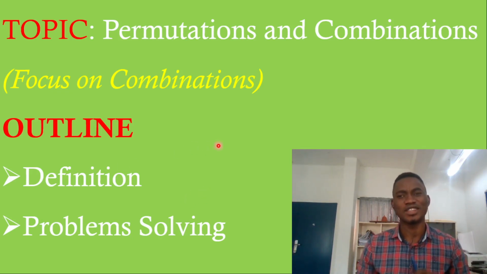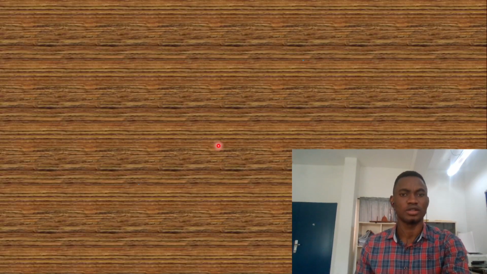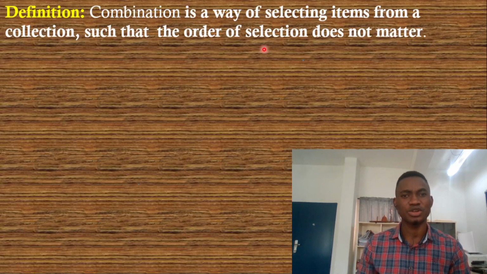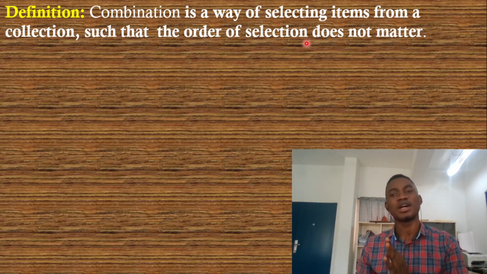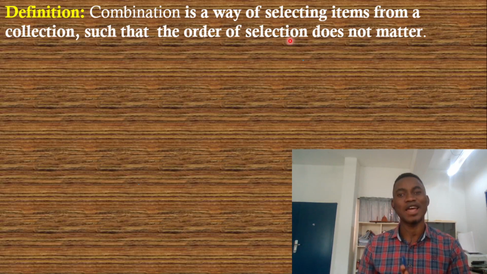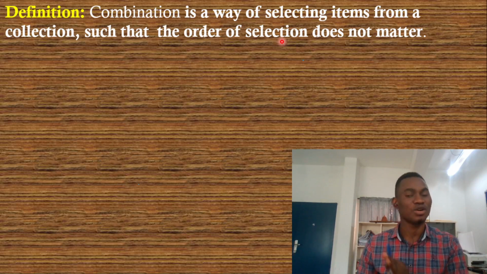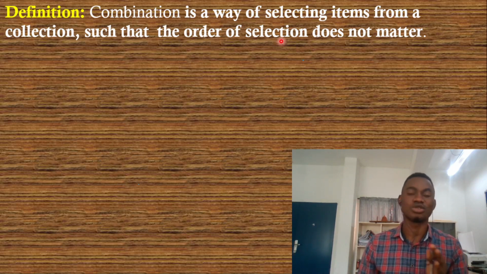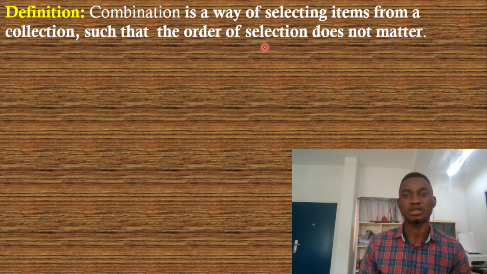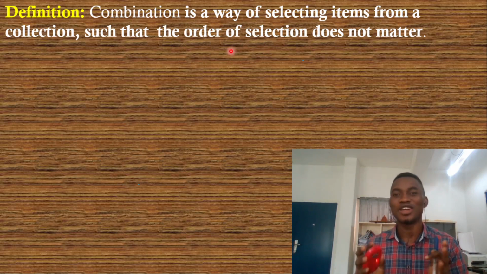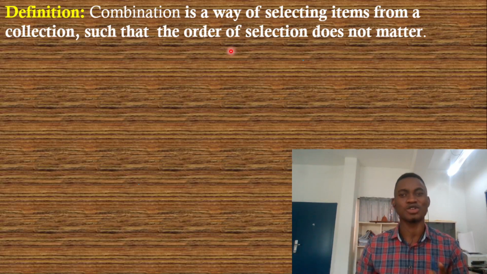All right, let's look at the definition of combination. Combination is a way of selecting items from a collection such that the order of selection does not matter. Emphasis on the order of selection. The order of the arrangement does not matter. Unlike permutation that we learned in our previous lesson, in which the order of arrangement or selection matters. So in permutation, the order of arrangement matters, but in combination, the order of arrangement does not matter.